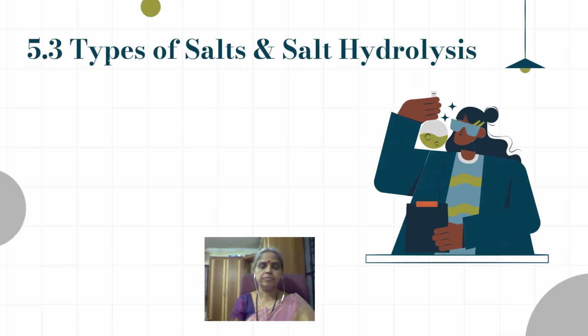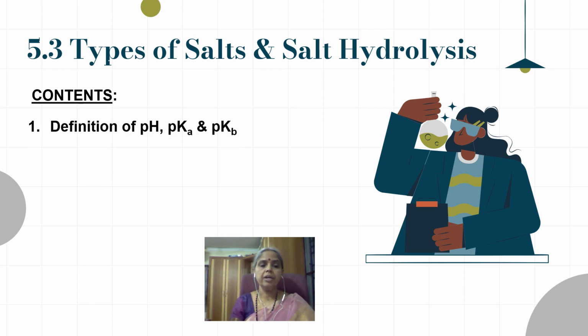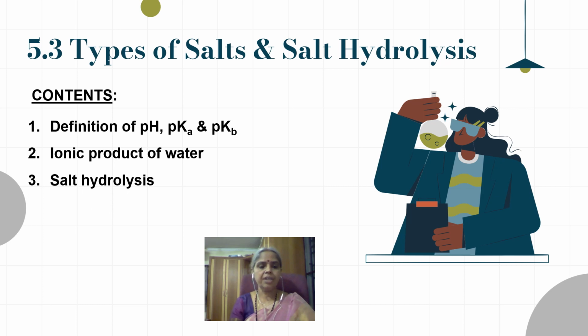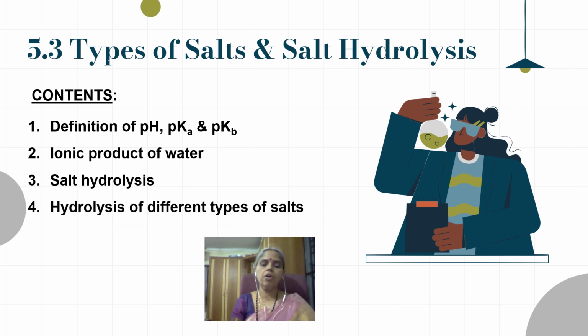Contents. The contents of this chapter are definition of pH, pKa and pKb, ionic product of water, salt hydrolysis and hydrolysis of different types of salts. Now we go into the lesson and look at the first part of the chapter, which is on definition of pH, pKa and pKb.